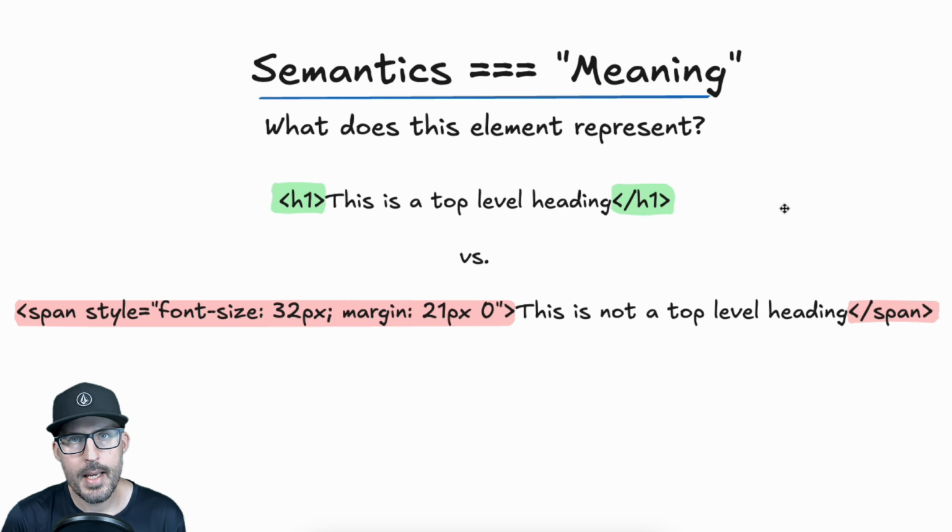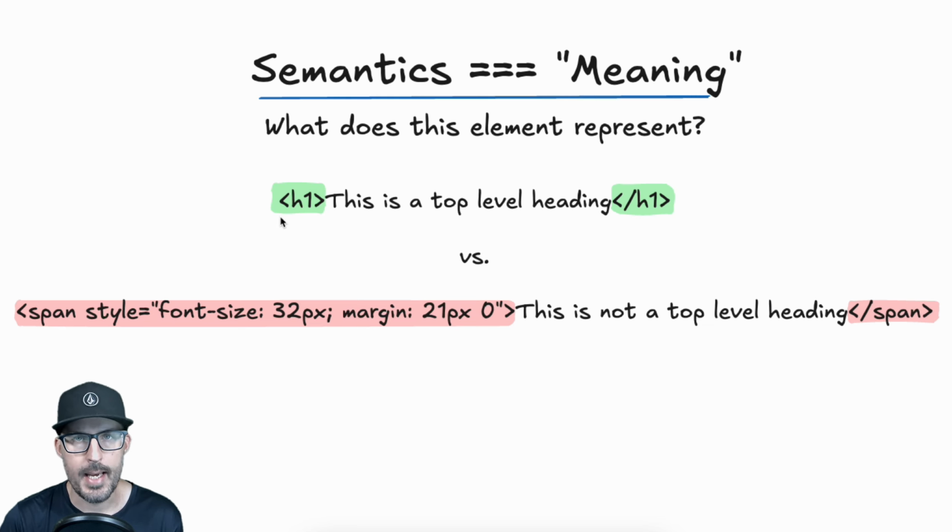So what exactly is semantic HTML? Well, when we use the term semantics, what we're really talking about is meaning. So semantics in this case equals meaning, and it's really about what HTML elements represent inside of our web pages and web applications. So on my screen here, we have a very simple example of an H1.